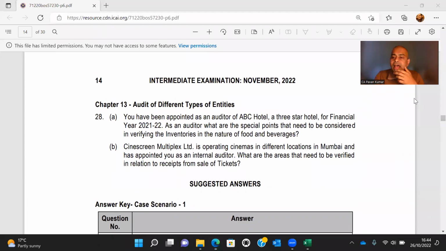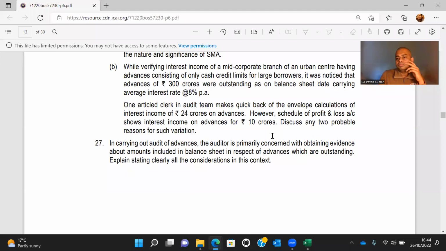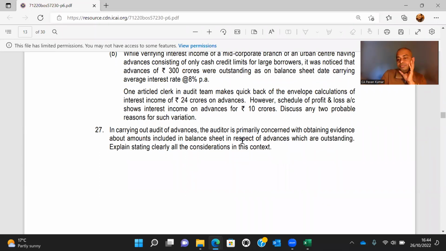Sir, what if the balance is average balance? So what? If the balance is average balance also, your 2 reasons will be the same. Akshay, even if the balance is average balance also, still it holds good. You can still write these 2 points, 1 and 2, whatever I have explained, even if it is average balance, no problem.